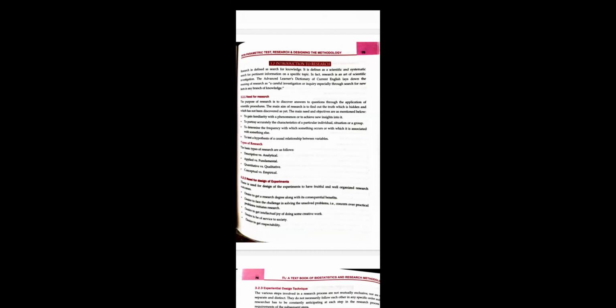In our previous class, we learned about different types of tests. We discussed the non-parametric tests. Non-parametric tests are mainly three that we should be learning.